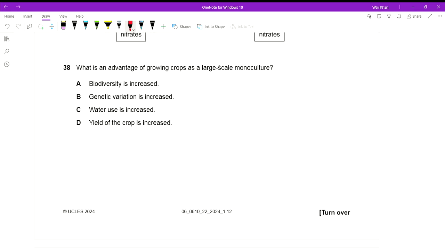Question number 38. What is an advantage of growing crops as a large-scale monoculture? Biodiversity increased. Genetic variation is increased. No. Water use increased. No. Yield of the crop is increased. Yes. We have to talk about crops, growing crops as a large-scale monoculture. So, what we get? We get yield of the crop at an increased rate.